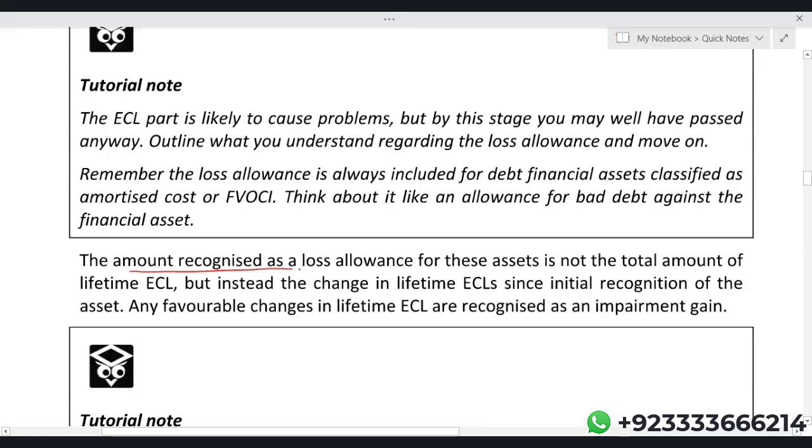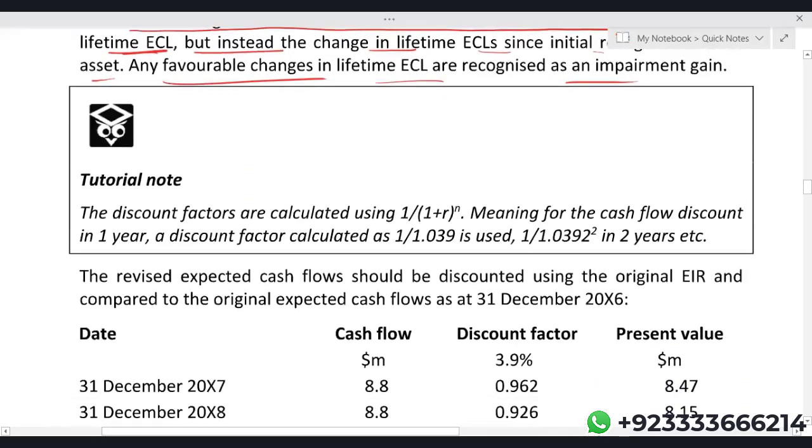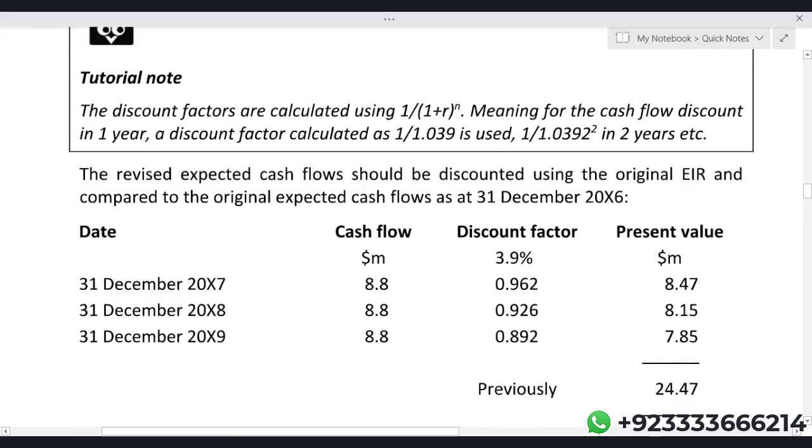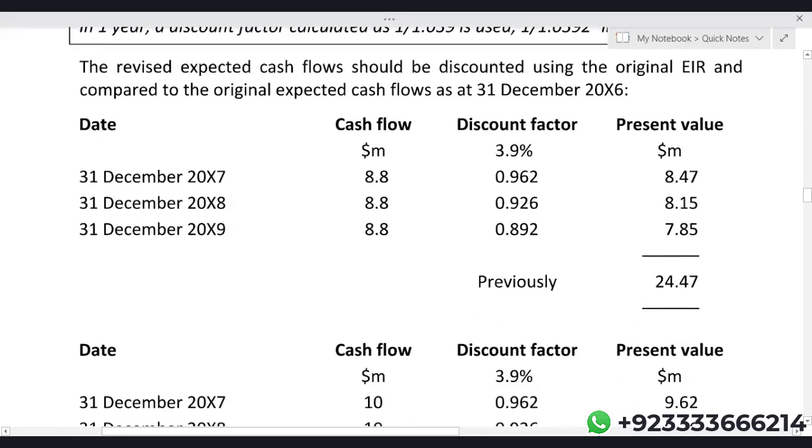The amount recognized as a loss allowance for these assets is not the total amount of lifetime expected credit losses, but instead changes in the lifetime expected credit loss since initial recognition of the asset. Obviously, now the changes are coming. Any favorable change in the lifetime expected credit loss is treated as an impairment gain. So let's see what is the accounting for the impairment.